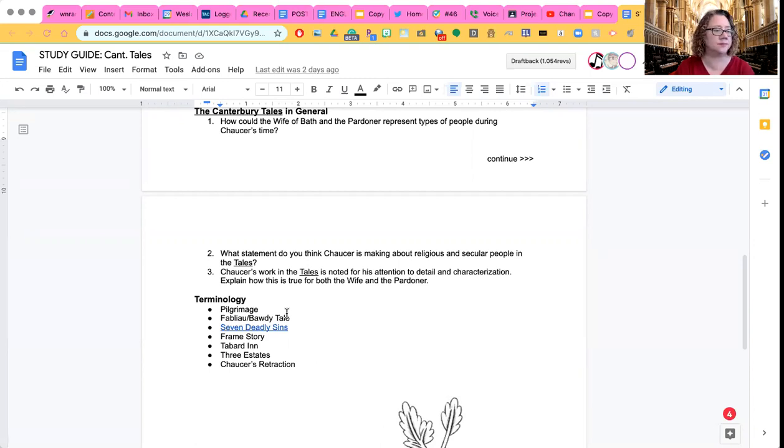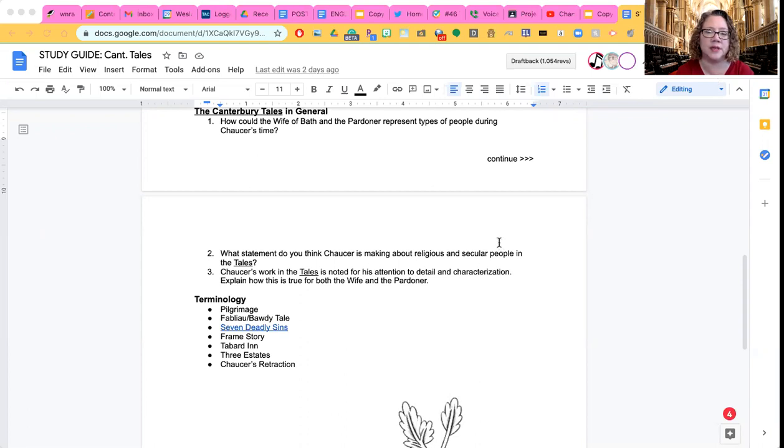Anything else? Chaucer's retraction. Right. I thought I had that in the PowerPoint, but it didn't end up making it in there. It is in the text. Let me see if I can put my finger on it real quick for you. At the end of this is Everyman. So while I'm finding it, I'll just tell you that at the end of the Canterbury Tales, years later, Chaucer wrote a retraction.